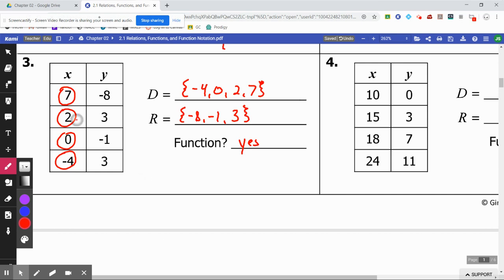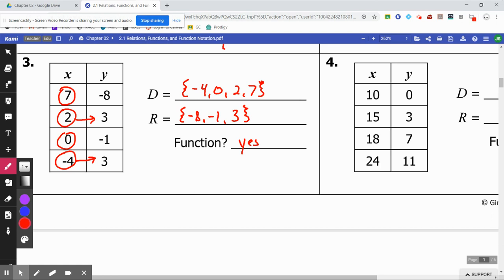Now, a lot of people get confused here because there's a repeating Y value. It does not matter. A good way of thinking about a function, if you were to walk in a store and you pick up an item and you check the price and it has two different price tags on it, that's confusing. You pick up an item and the price is $5 and $10 on it. You don't know what to pay.